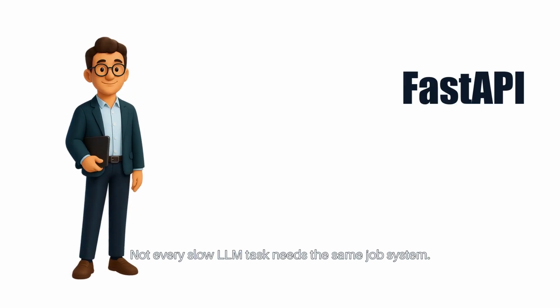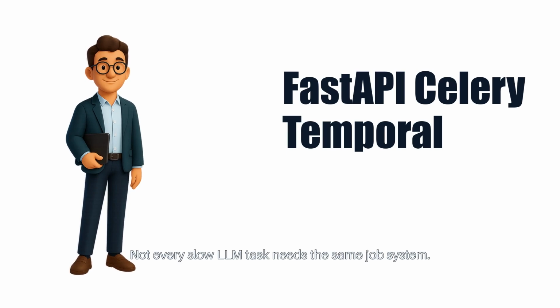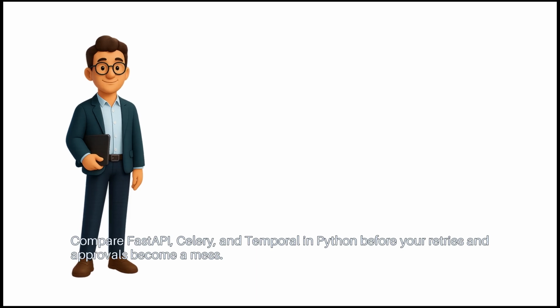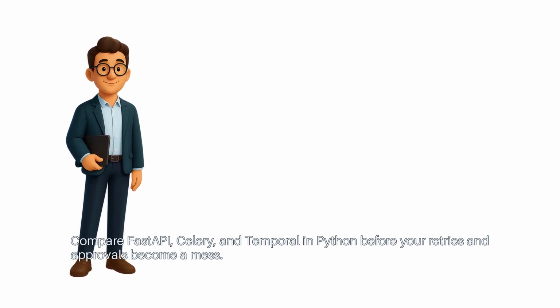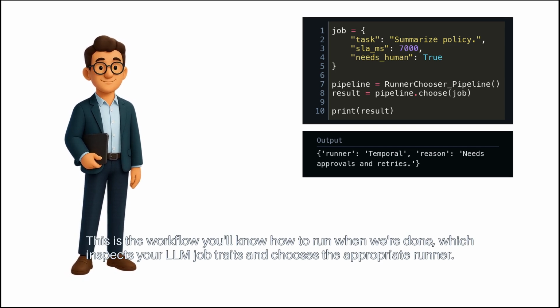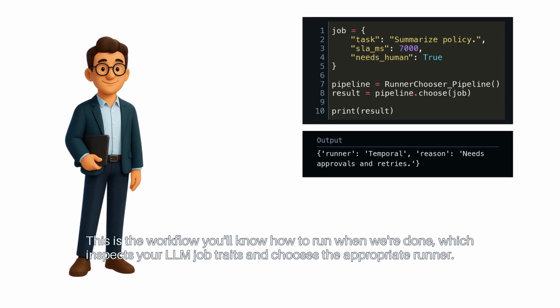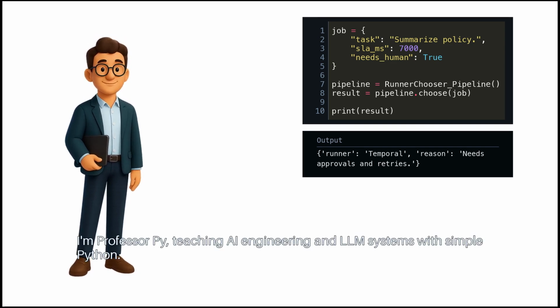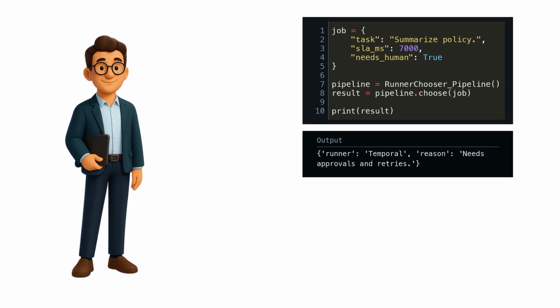Not every slow LLM task needs the same job system. Compare FastAPI, Celery, and Temporal in Python before your retries and approvals become a mess. This is the workflow you'll know how to run when we're done, which inspects your LLM job traits and chooses the appropriate runner. I'm Professor Pi, teaching AI engineering and LLM systems with simple Python.